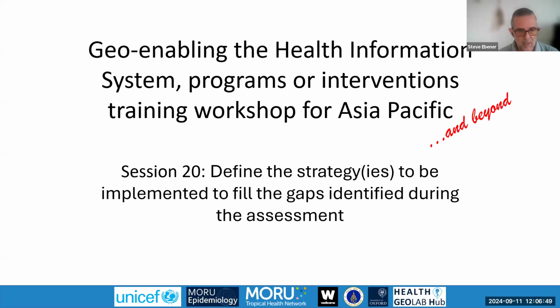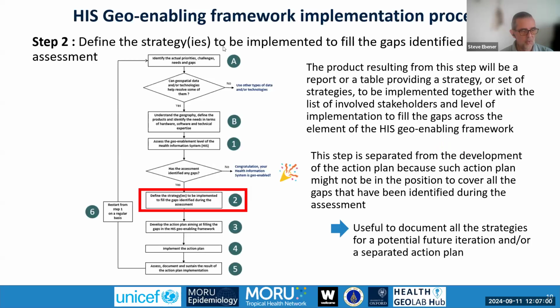So let's start by going back into the process. I will show you where we stand in that implementation process. For those who have been here from the beginning, you might remember we start the overall process by identifying the actual priorities, challenges, needs or gaps of a particular program or intervention. This is step A here on top of the process. And this step allows us to identify if geospatial data and technologies can help address some of these challenges, priorities or needs. If this is the case, then the process goes into the next step, step B here, which is to understand the geographic context, right?